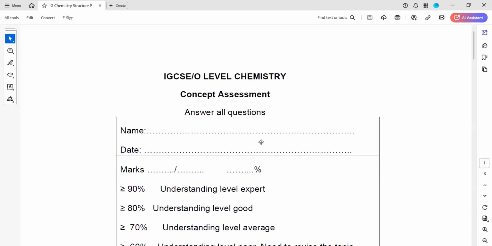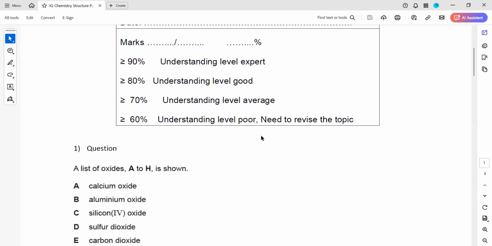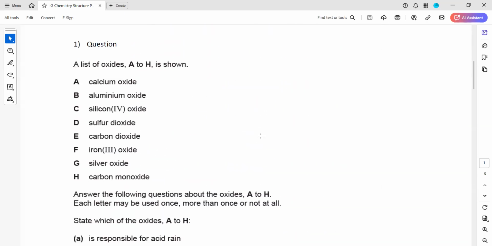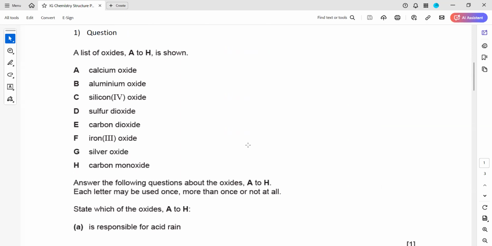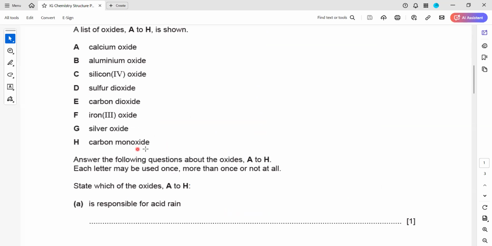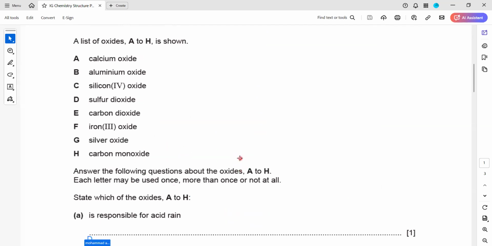So this one is a structure pop quiz. In question one, list the oxides from A to H as shown: calcium oxide, aluminum oxide, silicon oxide, sulfur dioxide, carbon dioxide, iron 3 oxide, silver oxide, and carbon monoxide. Answer the following questions by using the oxides from A to H. Each letter may be used once, more than once, or not at all.